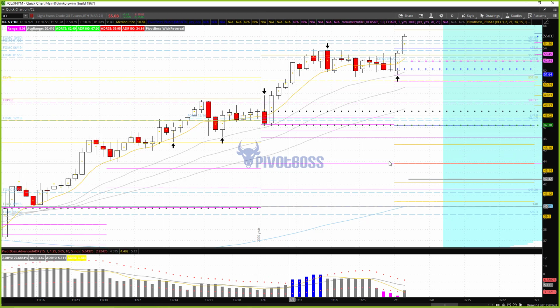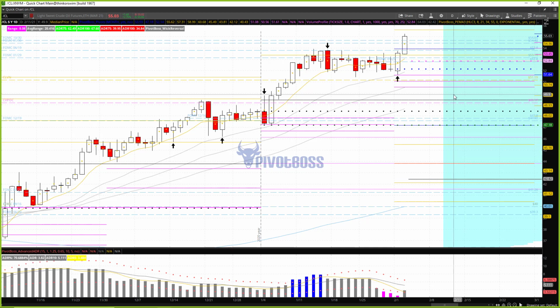So that's the idea for crude. Really, really good move so far out of this narrow range. And like we said last time to begin the year, when you have compression like that, there's a tendency to see that release of energy over the coming 1 to 2 weeks. We definitely saw that to begin the year. Now it looks like we're rinsing and repeating as this thing continues higher.